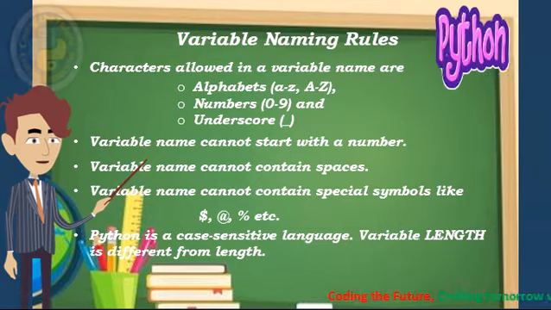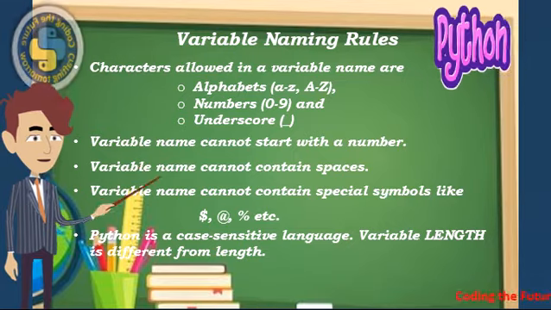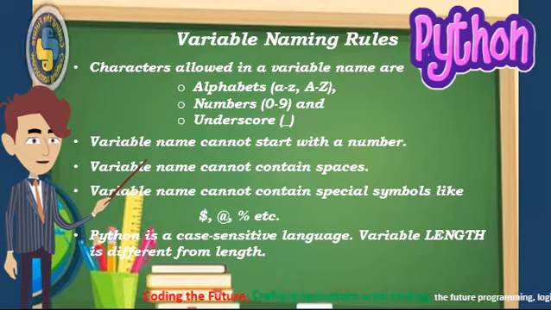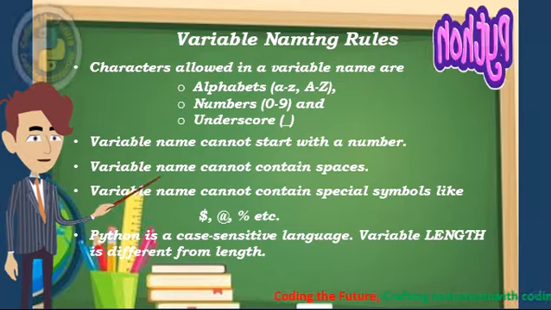It is recommended that variable names should be meaningful. For example, to store the roll number, we will use the variable name roll_number.